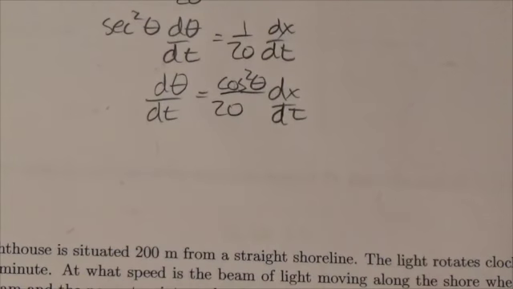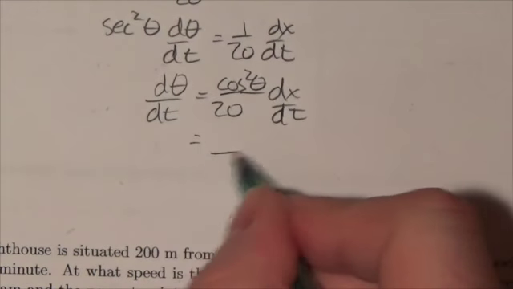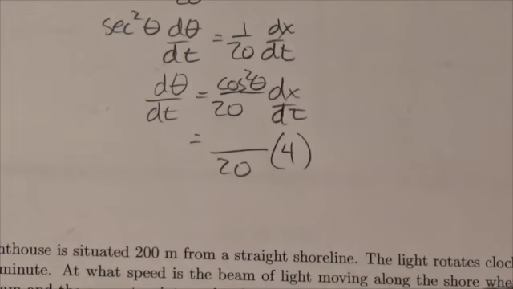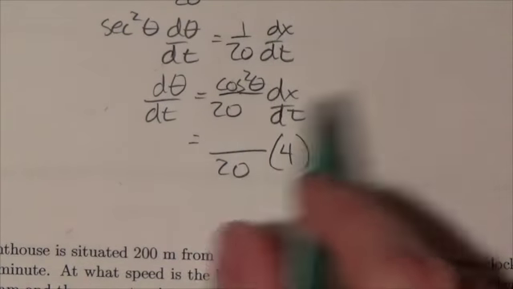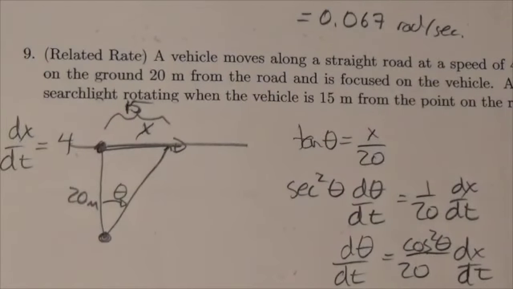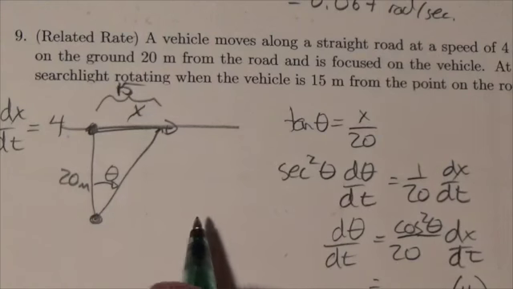So let's take a look at the information that I've got here. Got 20 in the denominator, that's good. The dx/dt is going to be 4. We knew that from previous; that was information given to us. So the question is, what is theta, or what is the cosine of theta at that particular moment?